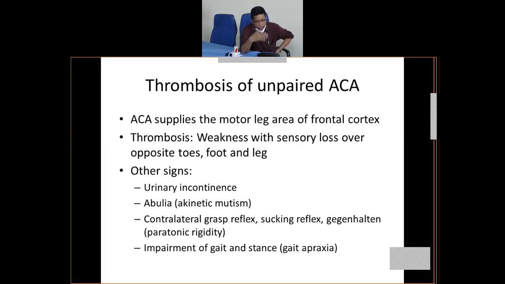That's why it is very important whenever you take a history from a paraplegic patient, normally we think this is always due to spinal cord lesion, but sometimes you have to ask about the history of cognition, history of seizure, history of altered sensorium to rule out the central causes. So thrombosis of the unpaired anterior cerebral artery is one of the important central causes of paraplegia, and you should have suspicion if there is associated cognitive impairment, the patient is mute, urinary incontinence, or some grasp reflexes are present, then you have to suspect anterior cerebral artery involvement.